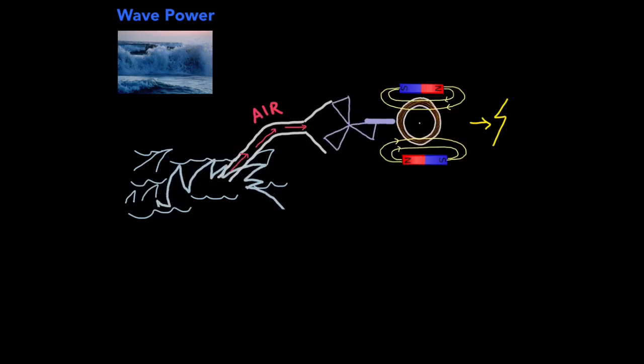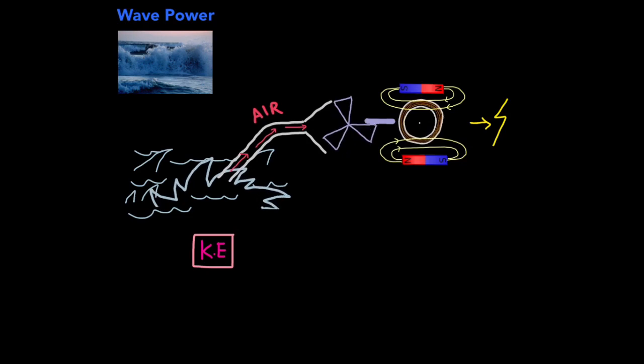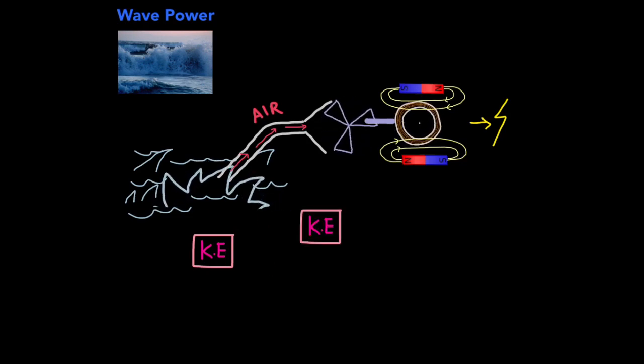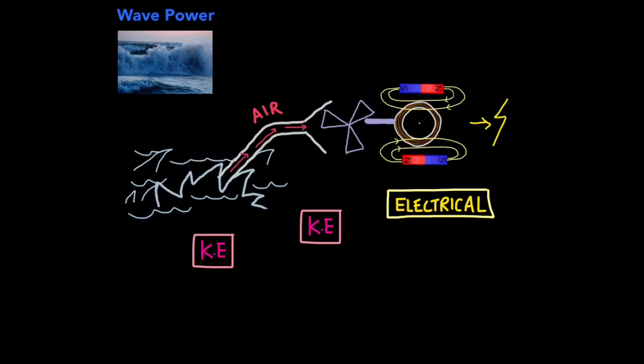The biggest problem with wave power is it's not incredibly reliable. Location is a big issue here. So the energy transfer here is the kinetic energy in the waves is transferred to the air in the pipe, which in turn is transferred to the kinetic energy in the turbine, which is transferred to electrical energy as the generator does its thing. Notice how I'm using the word energy in my language.